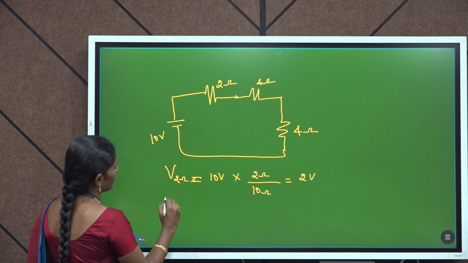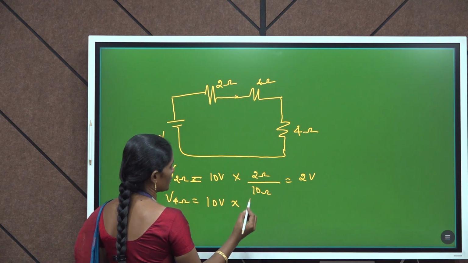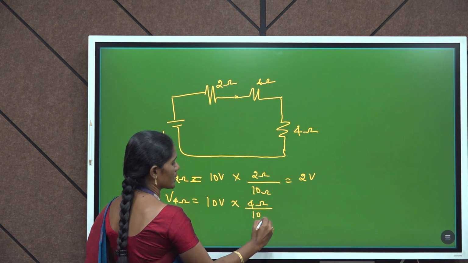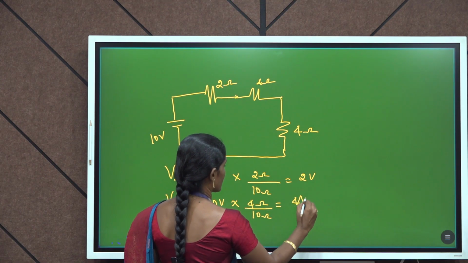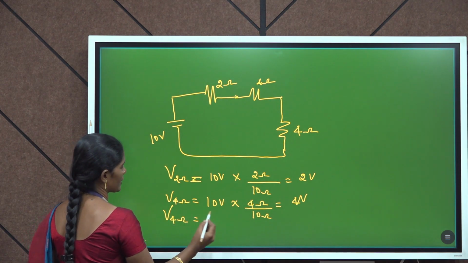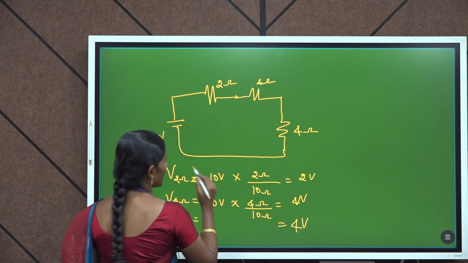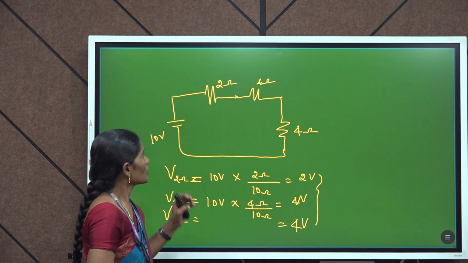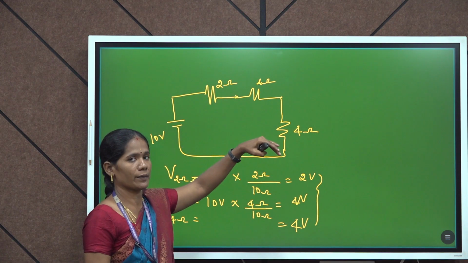Next we can identify the voltage across the 4 ohm resistance, which follows the same principle: total voltage multiplied by the same resistance divided by the total resistance 10 ohm. It will give 4 volt as a result, and then the third resistance, the other 4 ohm, will give the same 4 volt. So, the total 10 volt is divided into 2 volt, 4 volt as well as 4 volt. So, in this voltage division rule we can add n number of resistances.